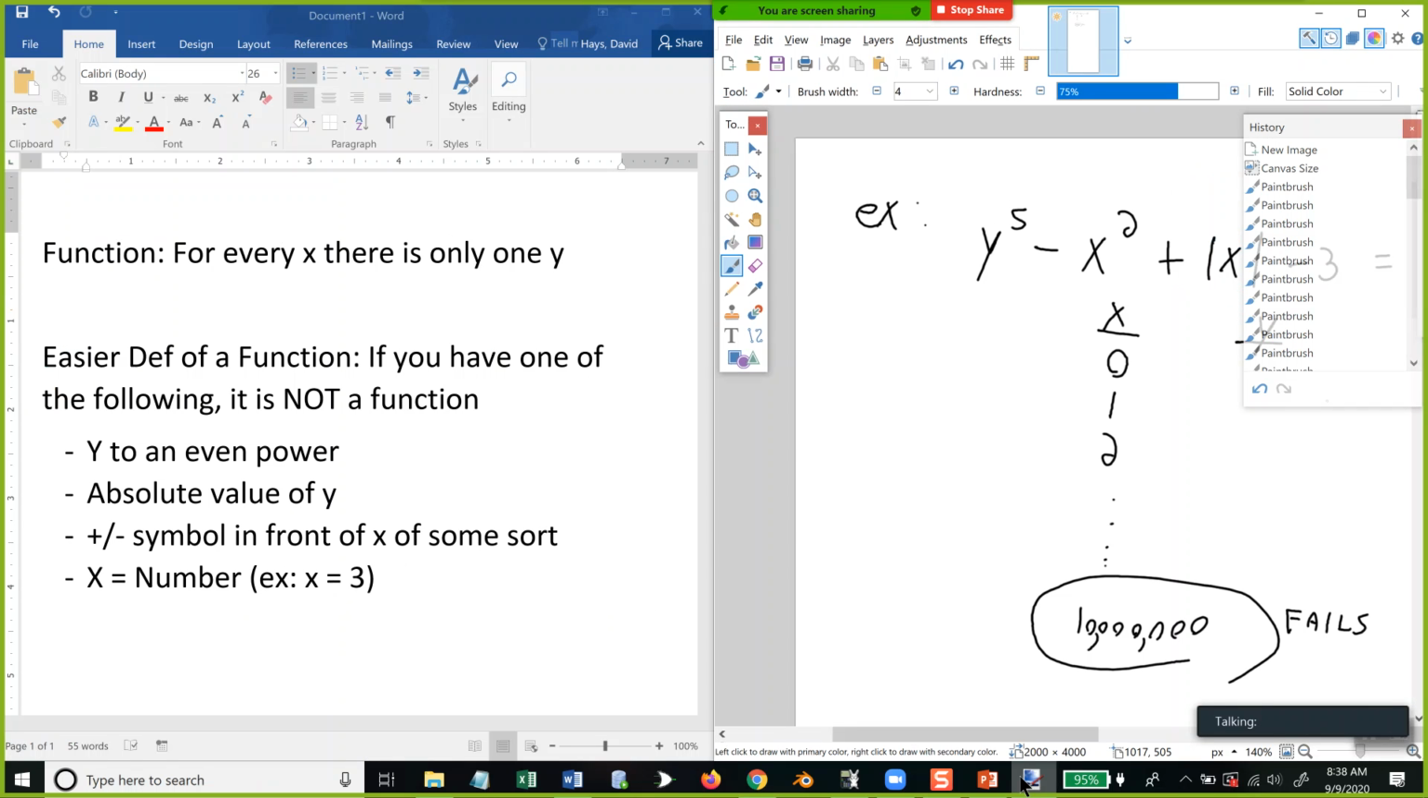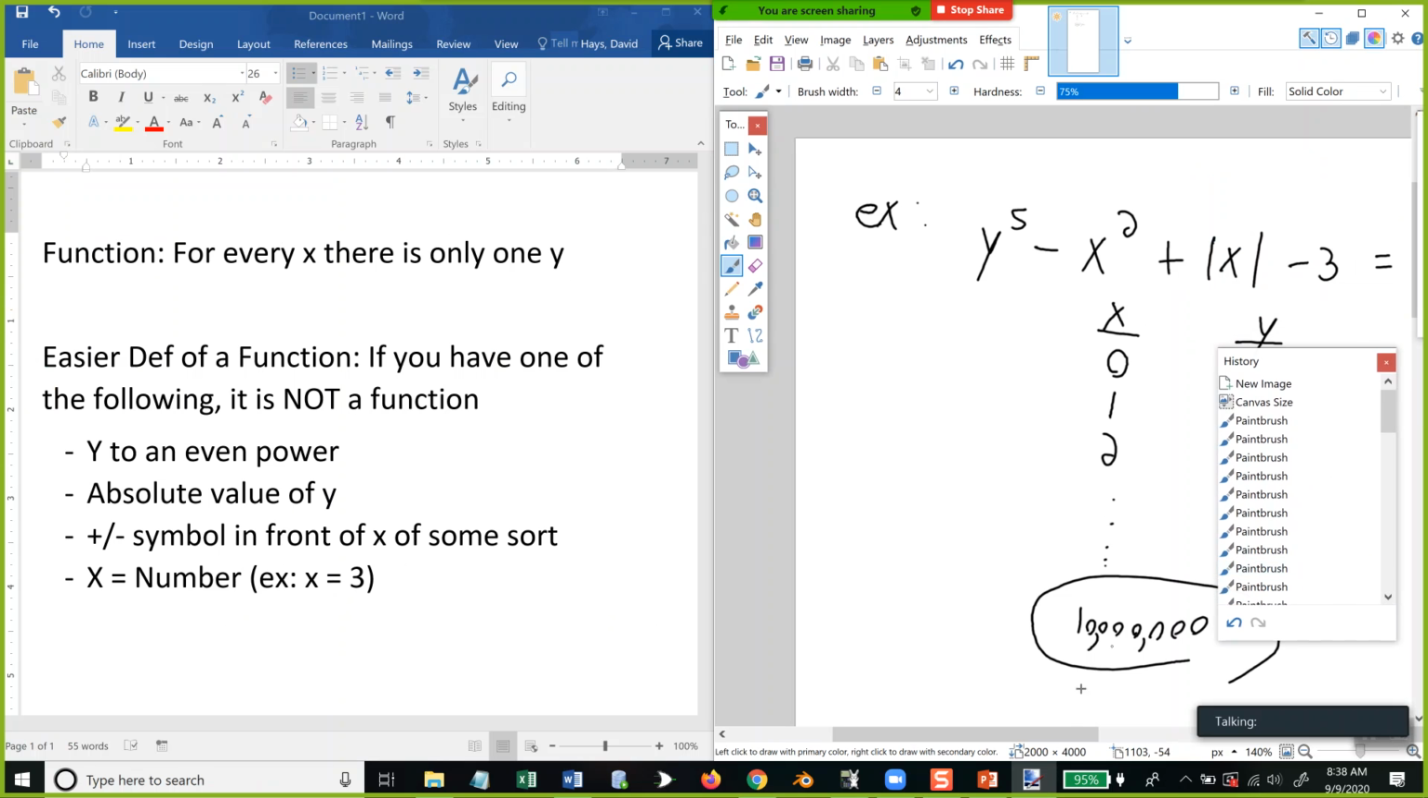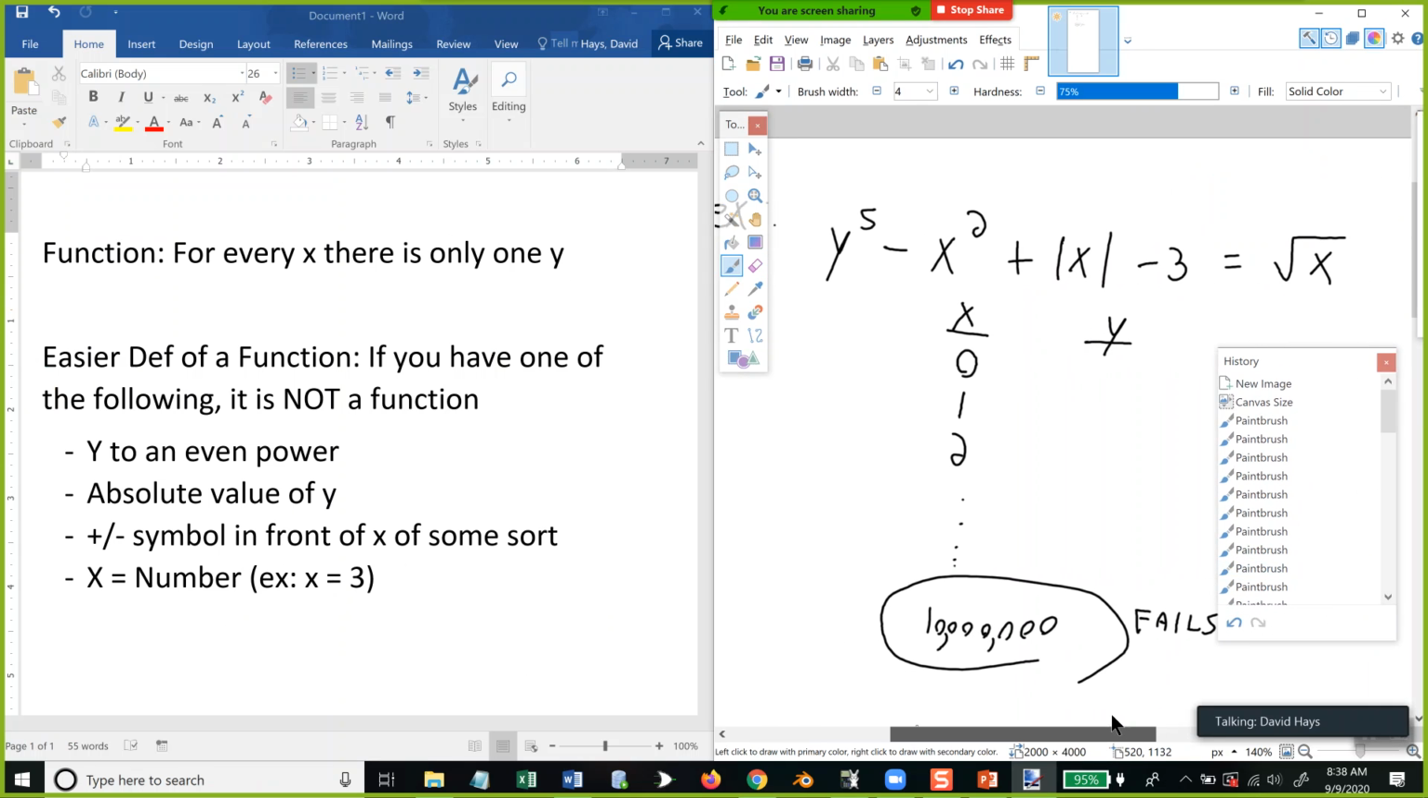to this, is that a function? Yeah. We got y to an odd power, that's okay. We can't have y to an even power. We got x to an even power, but I don't know anything about that. We got the absolute value of x, that's fine. We just can't have absolute value of y. And we got a square root, I don't say anything about radicals over here. So without spending the rest of our life working this problem, this is a function.